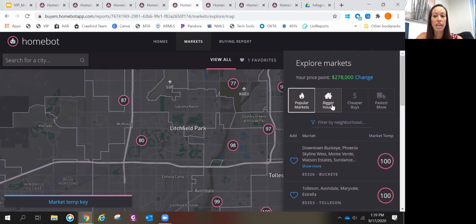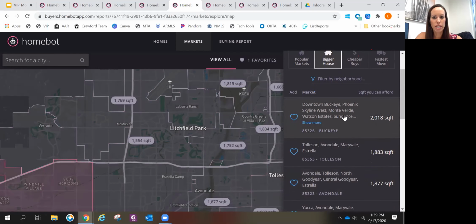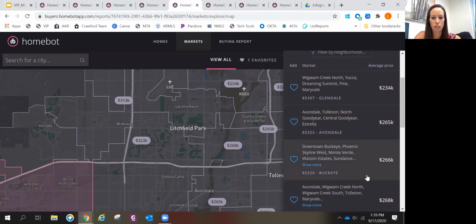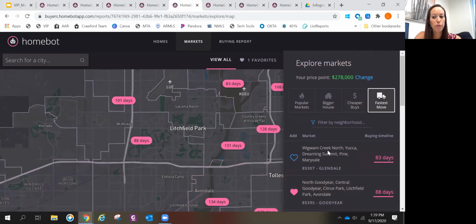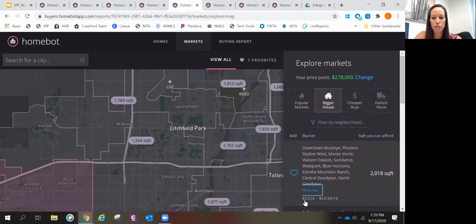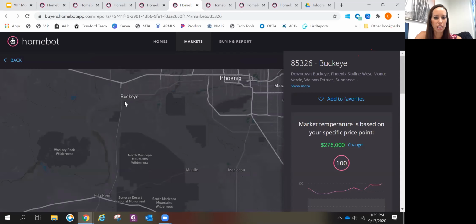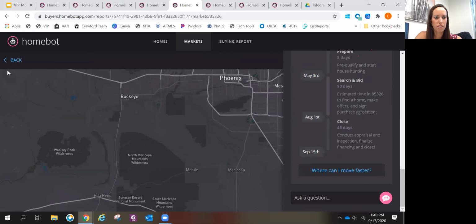If he wanted to look at where can I get a bigger house for that same price, it shows them other areas to look at where he could get a little bit bigger home for that same price point. If he wanted a cheaper home, it shows him areas to look at or consider with cheaper price points. And if he wanted a quicker move, it shows him areas with a quicker move. So let's go to the bigger house. If he wants to show more, it's over here. In there, you can click on any specific markets and it shows you their specific market temperature.